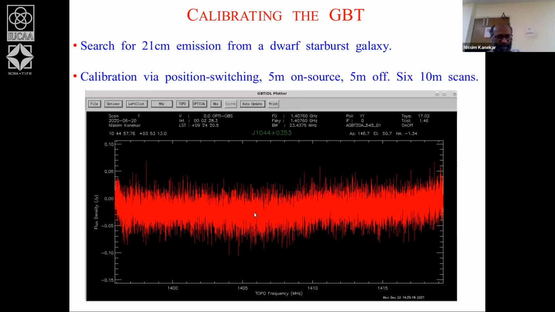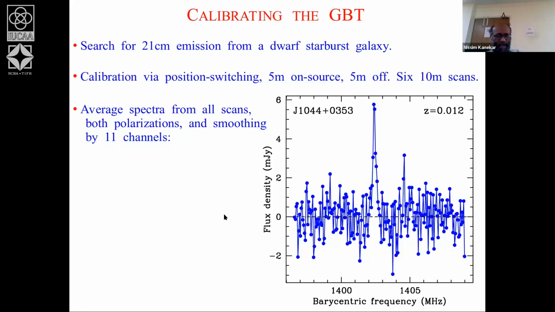And then what we did was that we simply took all of these spectra from all the scans, all the 6 10-minute scans. We took both polarizations, and then we also averaged in frequency. And that's what we got. So we averaged the spectra from all 6 scans, we averaged both polarizations, and then we smoothed by 11 channels. We had actually originally smoothed by 2 channels already, so 22 channels was the smoothing. And this is what we got as our final spectrum.